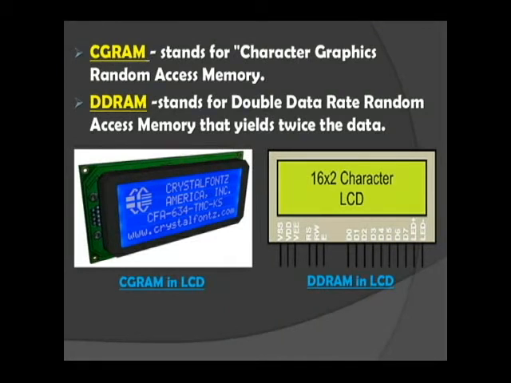CG-RAM stands for Character Generator Random Access Memory. It is for storing the bit patterns for the 8 user-defined characters. DDRAM is where the characters to be displayed are stored. If you write the ASCII characters ABC to the first 3 positions in DDRAM, ABC will appear in the first 3 positions of the LCD.